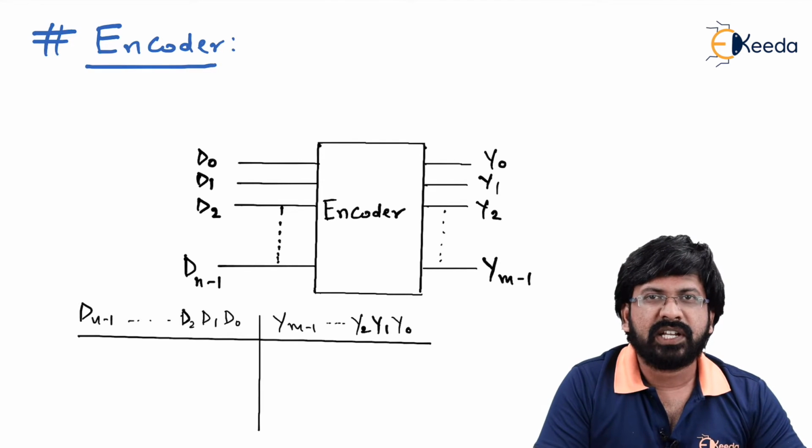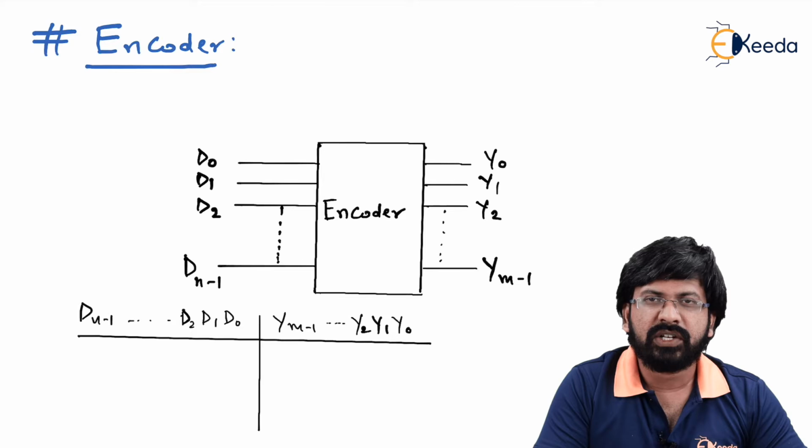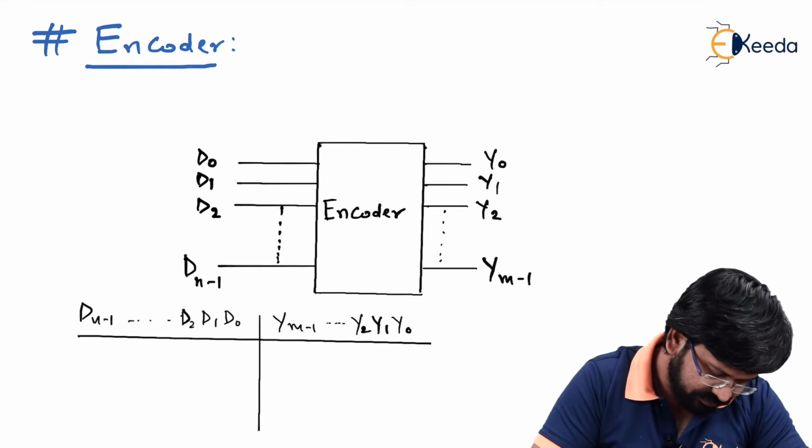Encoder can be defined as a device which generates binary code for every activated input. I repeat, encoder is simply a device which is going to encode the activated input into a binary.